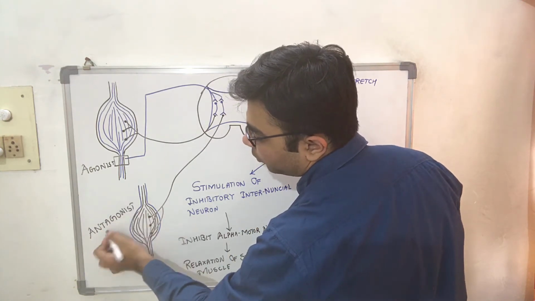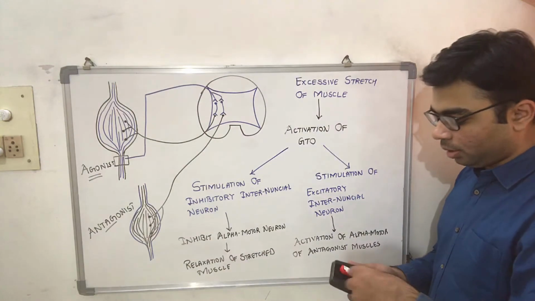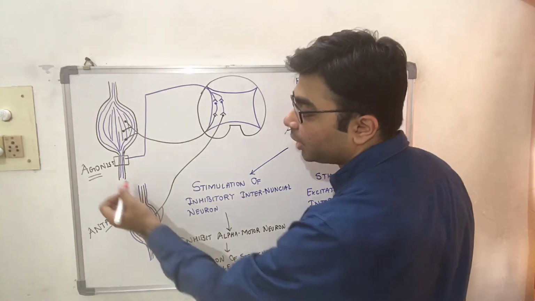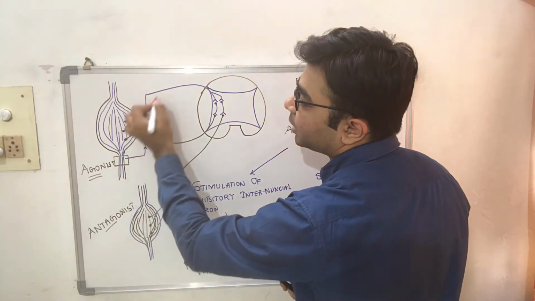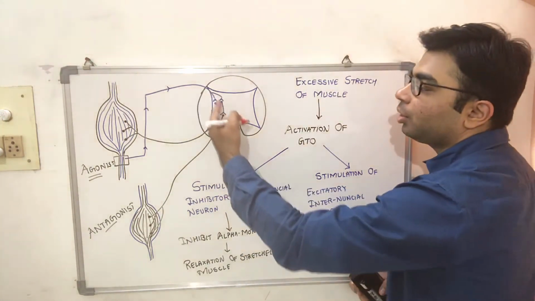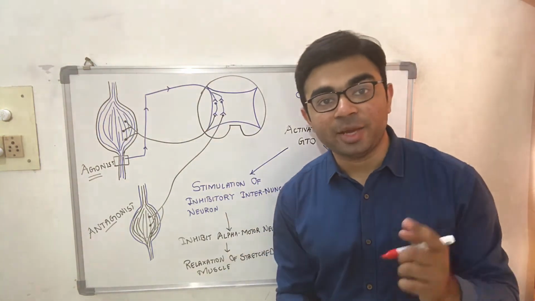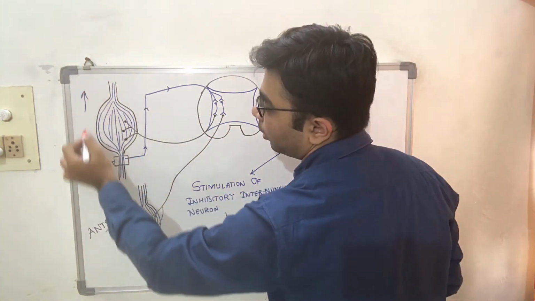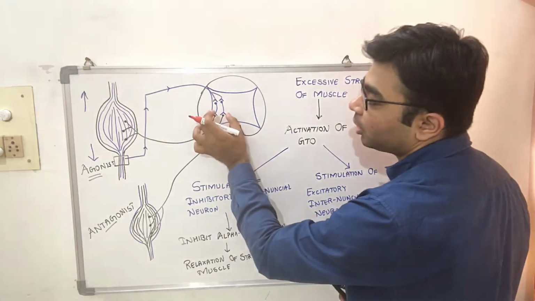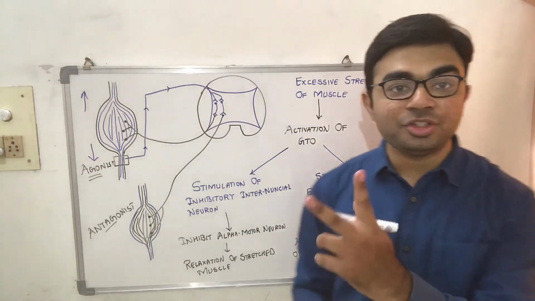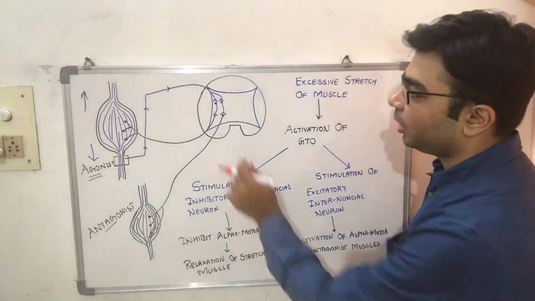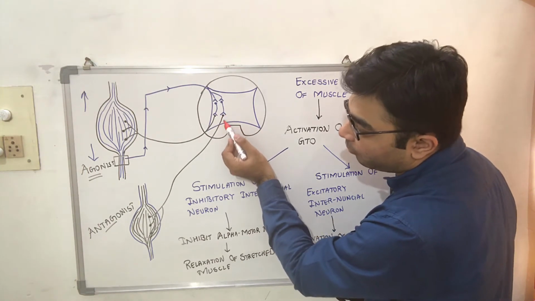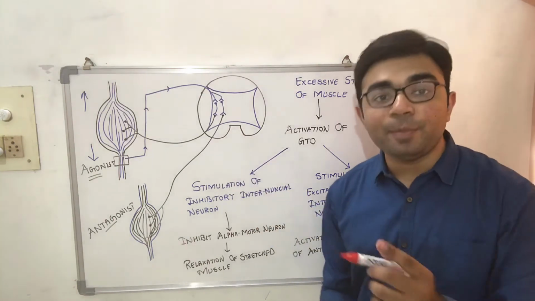What happens is, when we stretch the agonist muscle, the sensory impulses discharged from the Golgi tendon organ of the agonist through the sensory 1B fibers enter into the spinal cord. Here in the spinal cord, because of activation of the Golgi tendon organ as we have stretched the muscle, it meets with two different internuncial neurons. One of them will stimulate the alpha motor neuron and one of them will inhibit the alpha motor neuron.